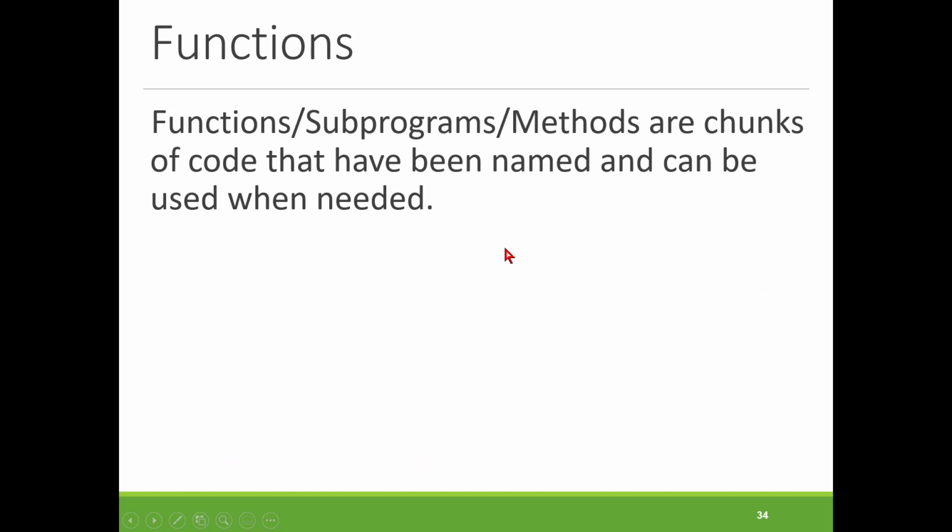Functions, also called subprograms or methods, are chunks of code that have been named and can be used when needed. So if there is something that you need to do over and over again, instead of rewriting that code 10 times, you can create a function, and when you need to use that code, you can just call that function. And so that's a way to reuse a piece of code without having to repeat the code over and over.